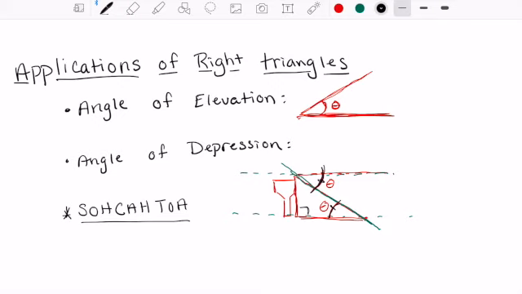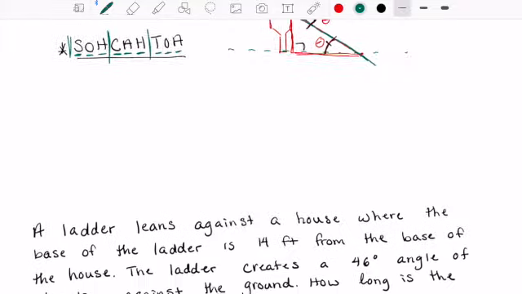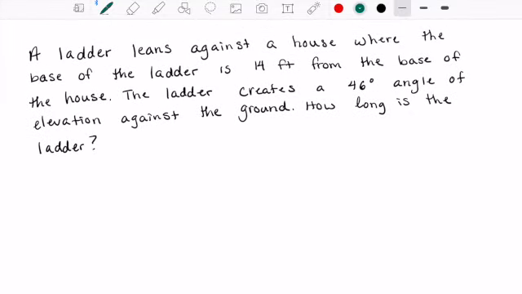So angle of elevation, angle of depression, very useful to know. Remember, SOHCAHTOA, extremely helpful. It helps us remember our ratios for the right triangles. Sine deals with opposite and hypotenuse. Cosine deals with the adjacent side and hypotenuse. And tangent deals with the opposite and the adjacent sides. Okay, so let's check out our first problem here, and let's draw the picture and solve.